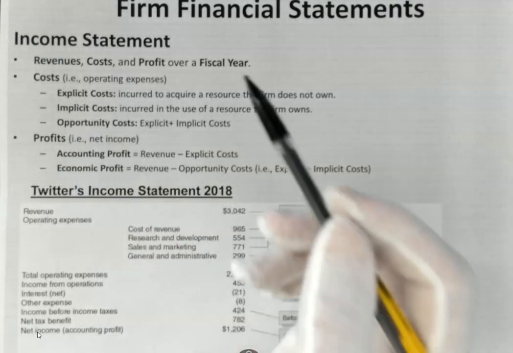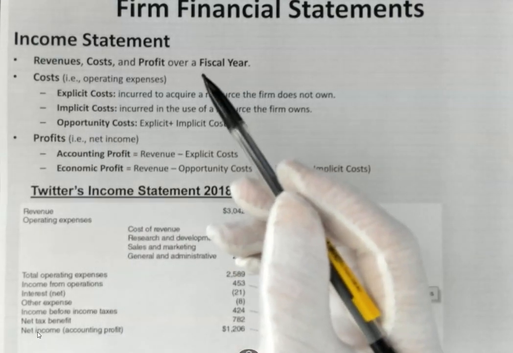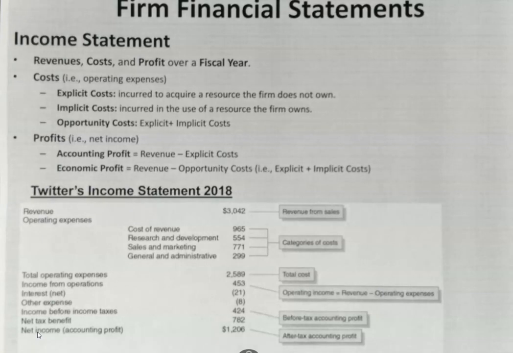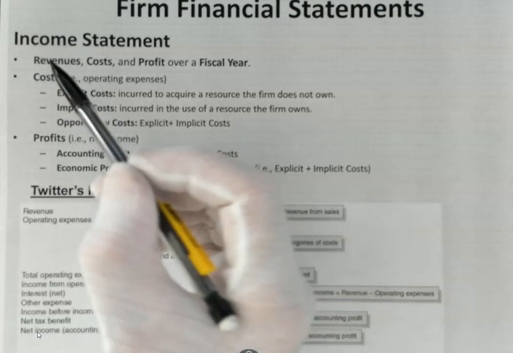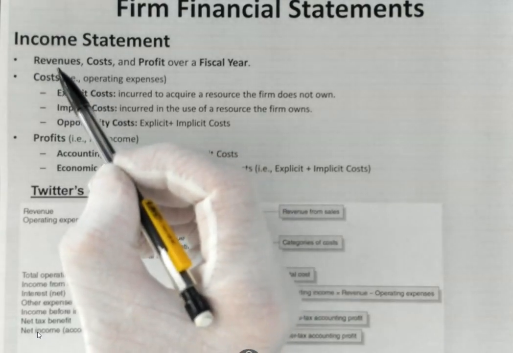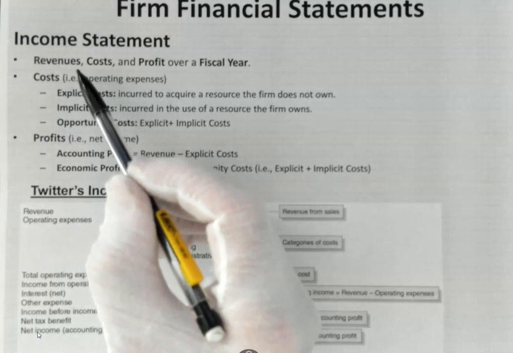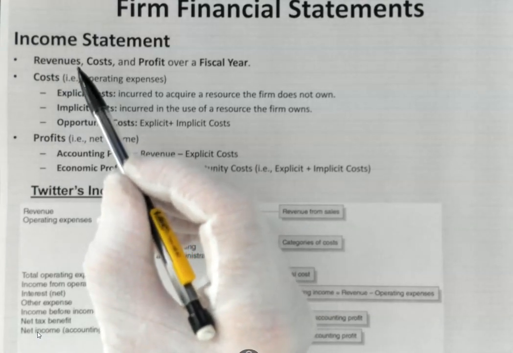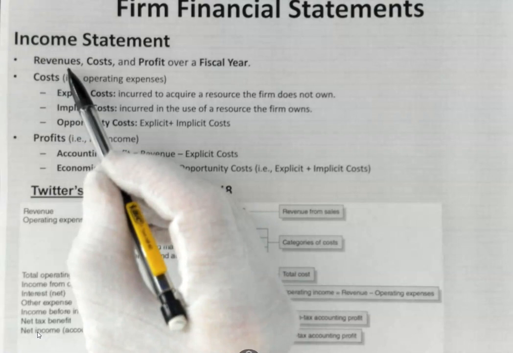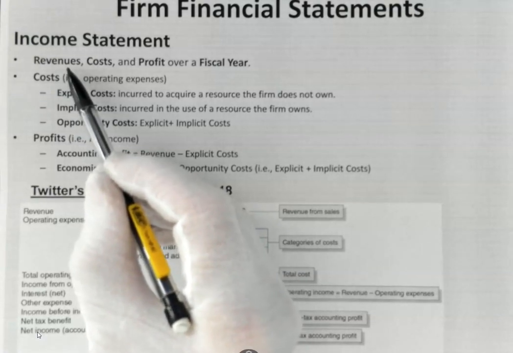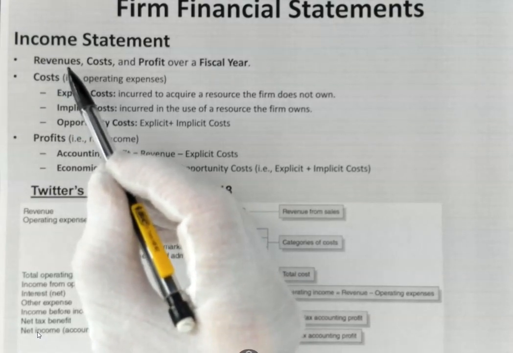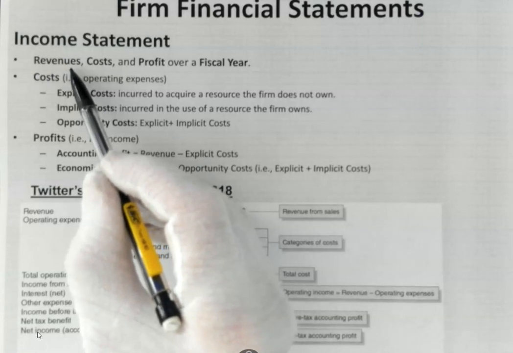So let's start out with this income statement. Income flows over a period of time. And so this is a statement that shows flows of money into and out of the business over time. Revenues represent money that comes into the business from sales. So revenue and sales are the same thing. If you sell 100 widgets at $1 each, you have $100 in revenue.